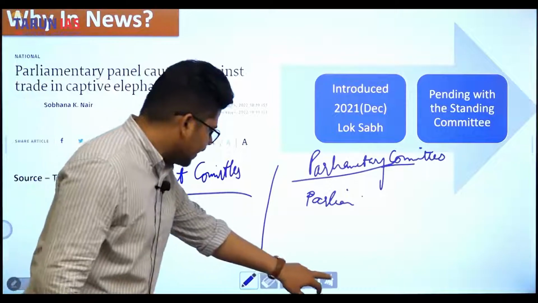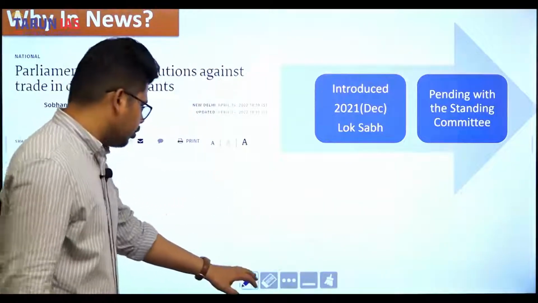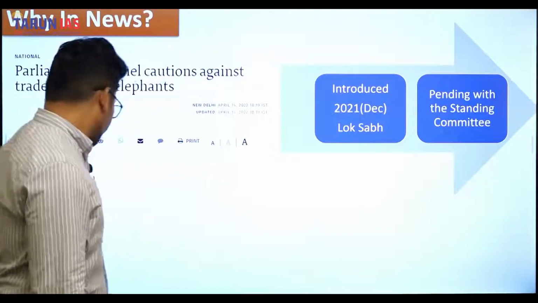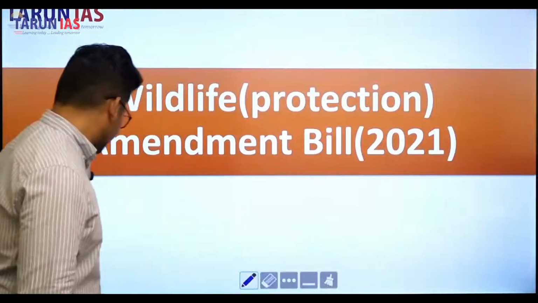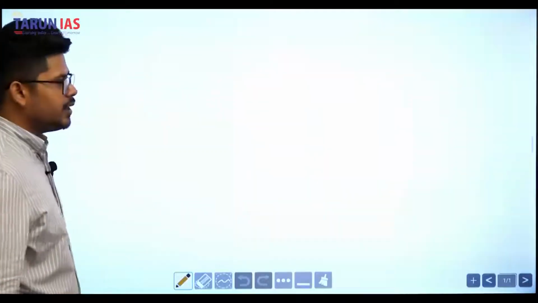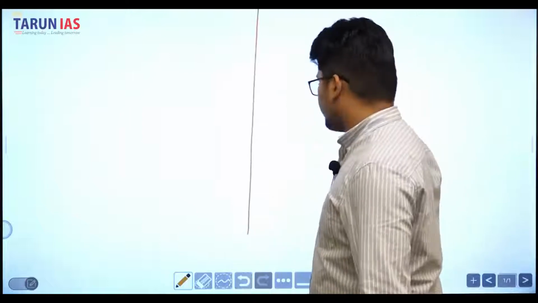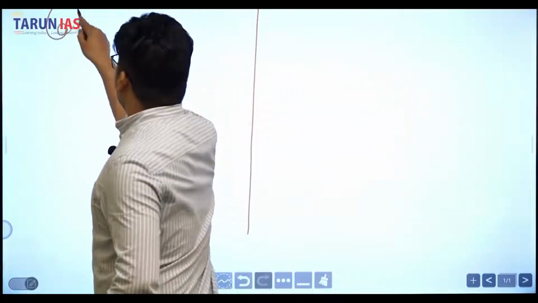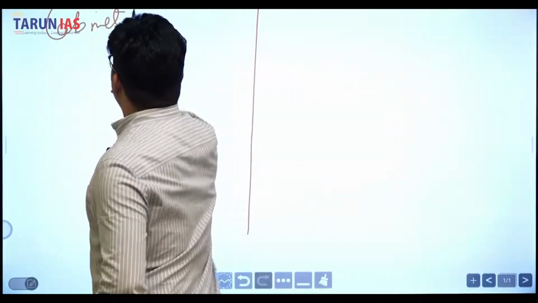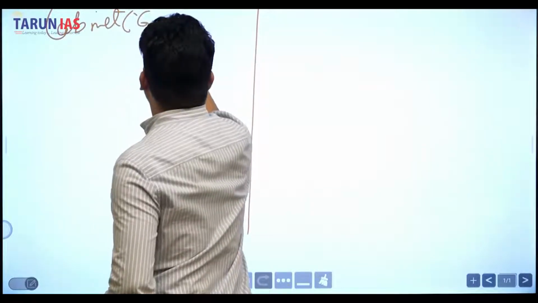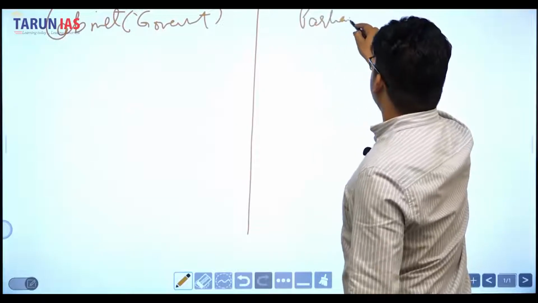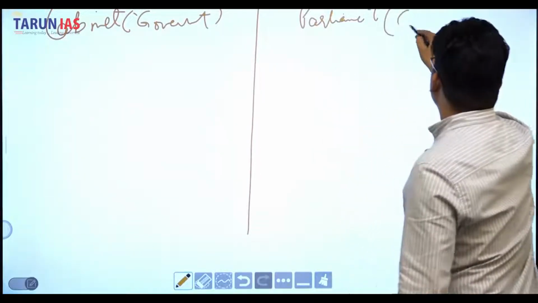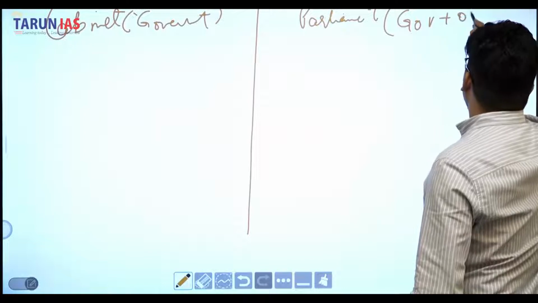Now, to understand this difference, and you will remember it throughout your life if you understand it once, because there is a lot of doubt among students regarding what is a parliamentary committee and what is a cabinet committee. They get confused all the time. It is a very simple difference if you understand: cabinet is government. And what is parliament? Parliament is government plus opposition.